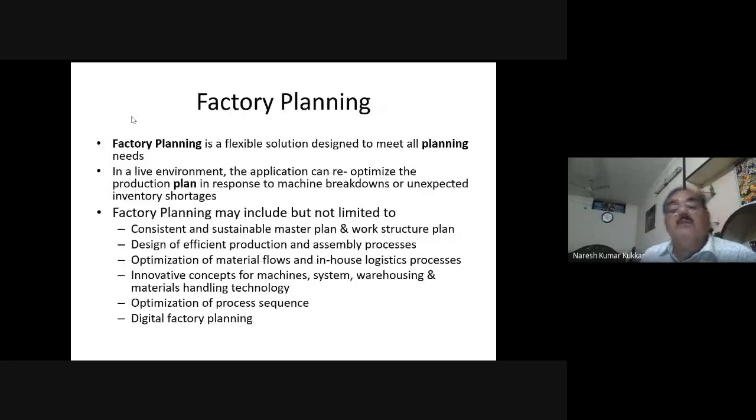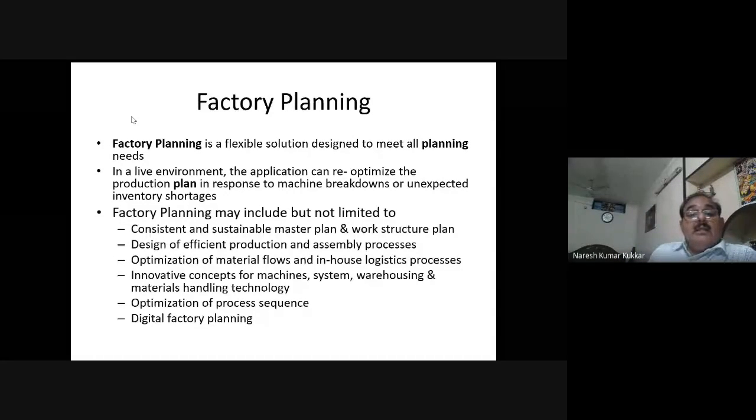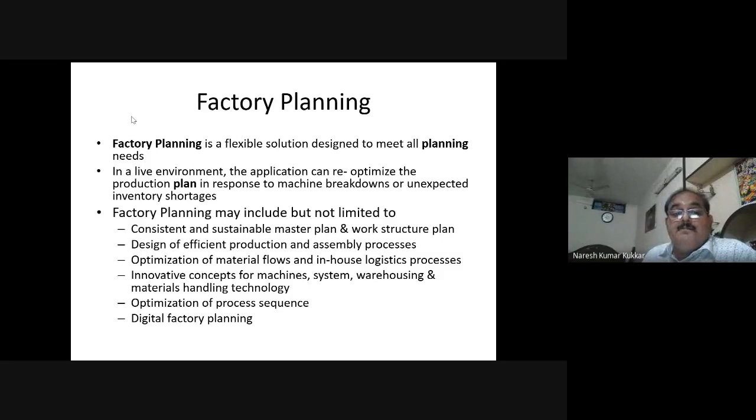After you have planned that factory and want to set it up, planning is required. If you want to create a home, planning is required. And if I want to create a factory, it's a bigger project, so it requires planning. Factory planning is a flexible solution designed to meet all planning needs. Planning means it's a bigger project.